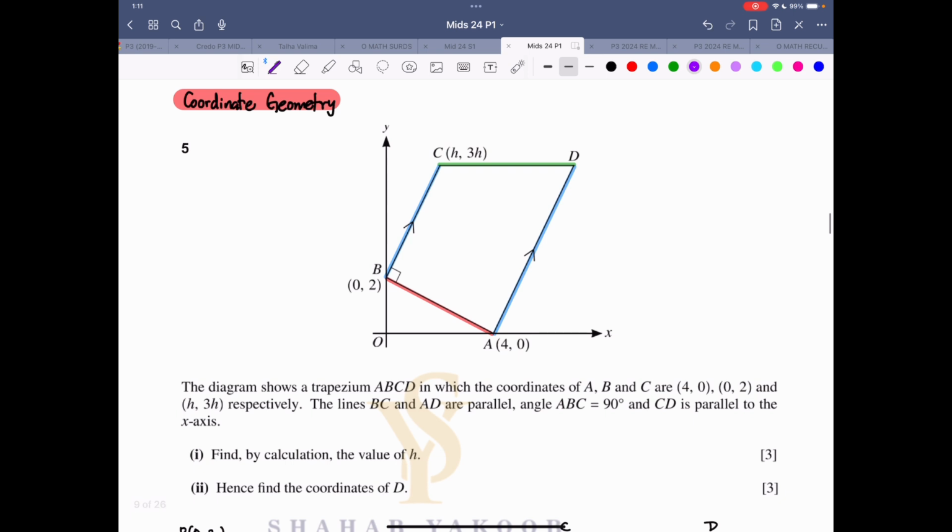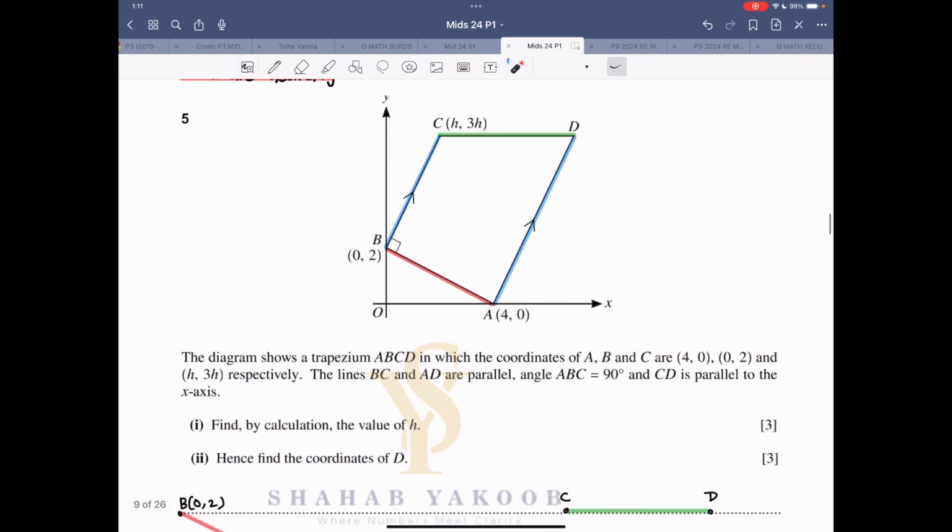Coordinate geometry, another question. The diagram shows another trapezium with coordinates such and such. The lines BC and AD are parallel. The two blue lines are parallel. Angle ABC is 90. That is the 90-degree angle. CD is parallel to x-axis.